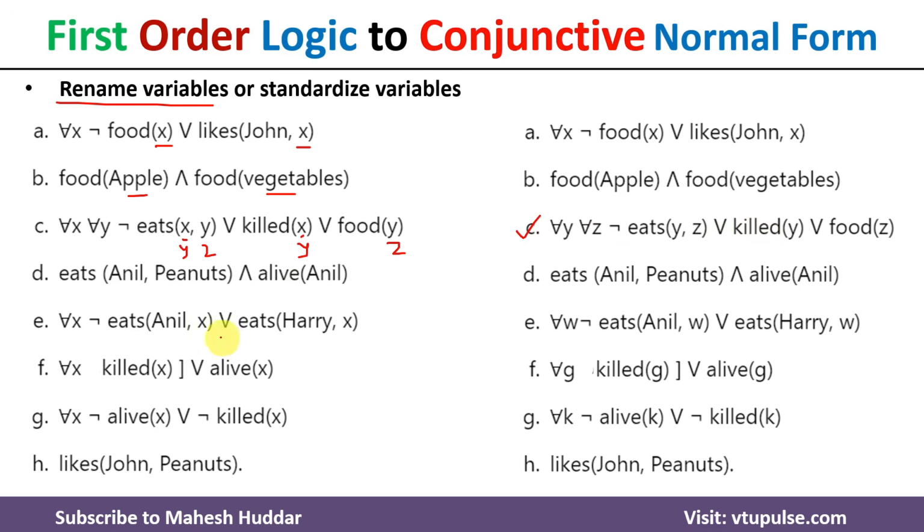And again, we need to apply it for the E statement. This x can be replaced with some other variable. In this case, it has been replaced with w here. This one is replaced with G in this case. This x is replaced with K in this case. So this is how we can rename or standardize the variables.